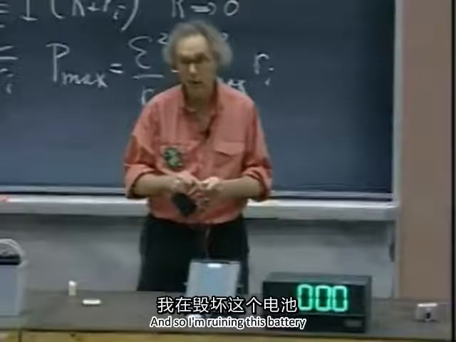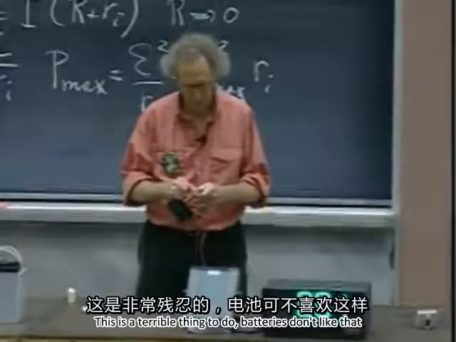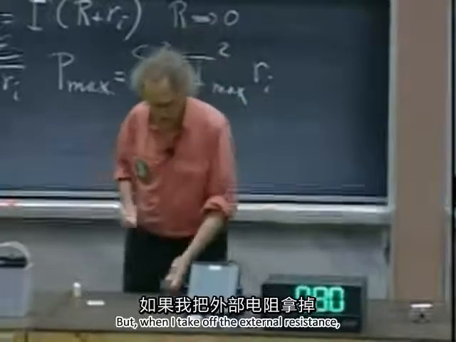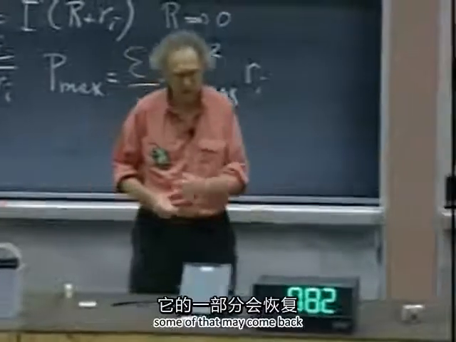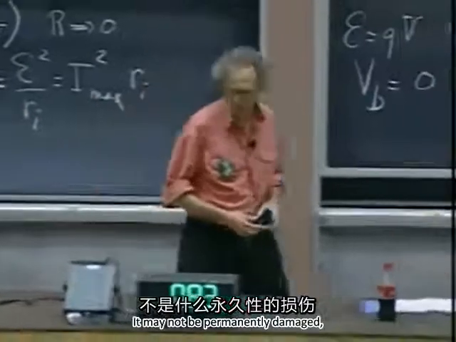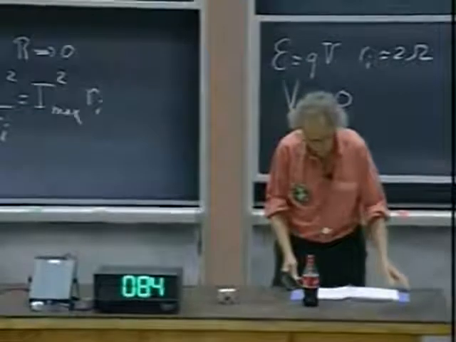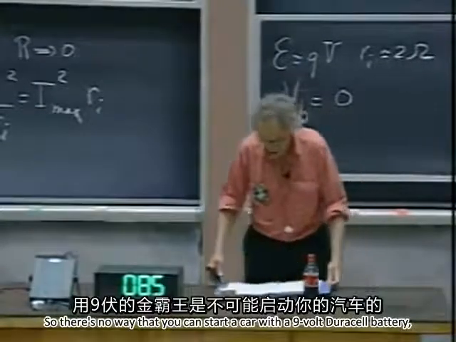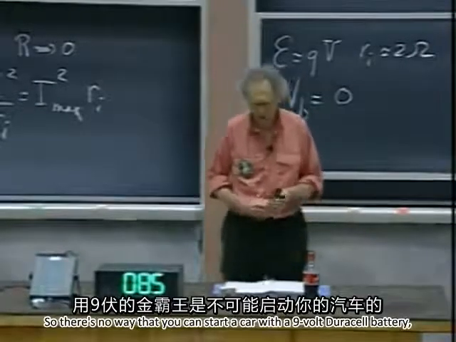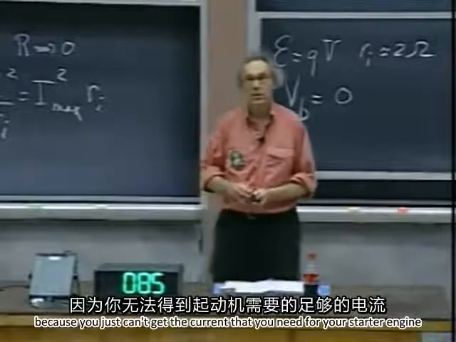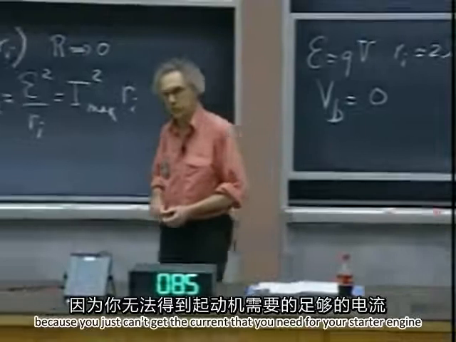And so I'm ruining this battery, which is a terrible thing to do. Batteries don't like that. But when I take off the external resistance, some of that may come back. It may not be permanently damaged. You see, it's already 8.5 volts. So there's no way that you can start a car with a 9-volt Duracell battery, because you just can't get the current that you need for your starter engine.